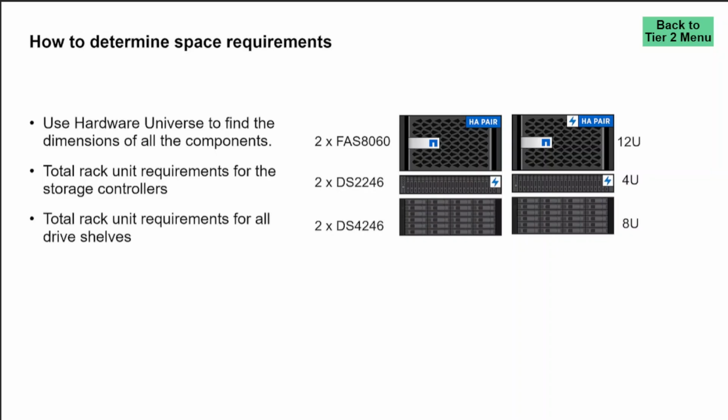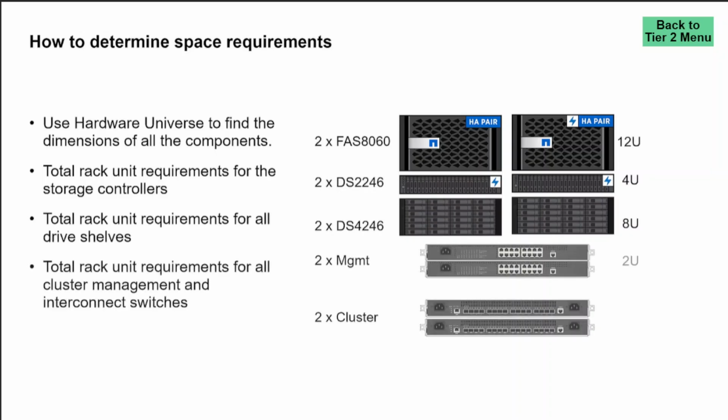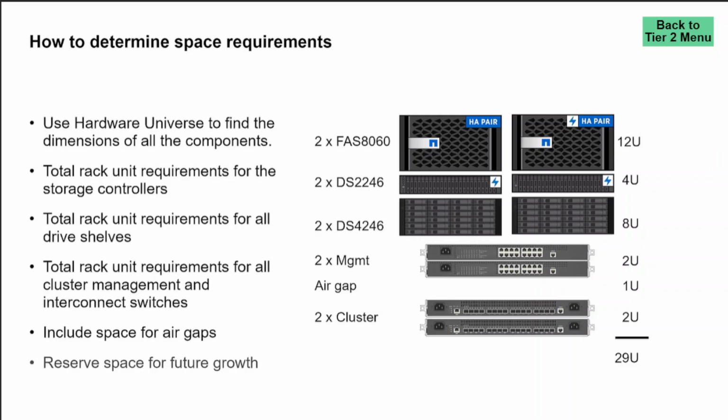Next, add up the requirement for all the shelves, and then the cluster switches. Include the air gap between the management and cluster interconnect switches. Also include any other air gaps you want to add to ensure optimal airflow and to provide more room for cables. For the sample cluster, all the components require a total of 29 rack units of physical space in one or more cabinets. Also, advise the customer to allocate free space for future shelf additions.